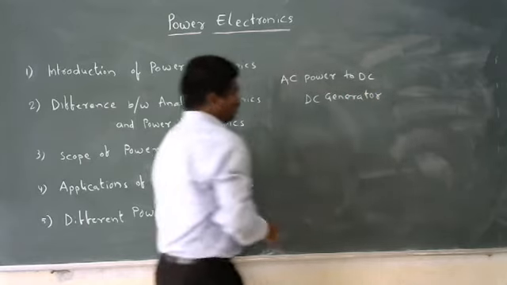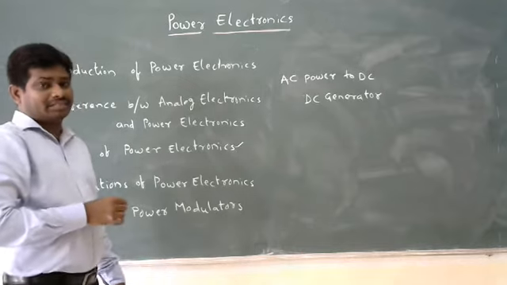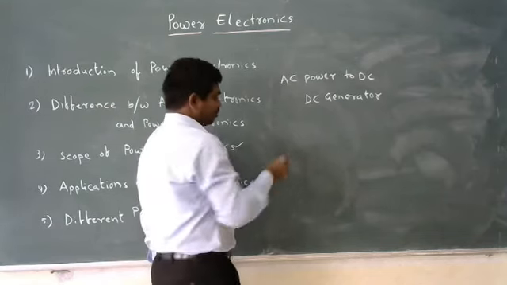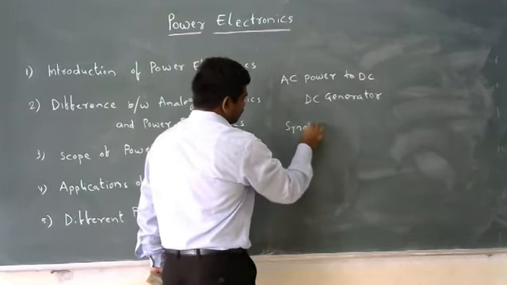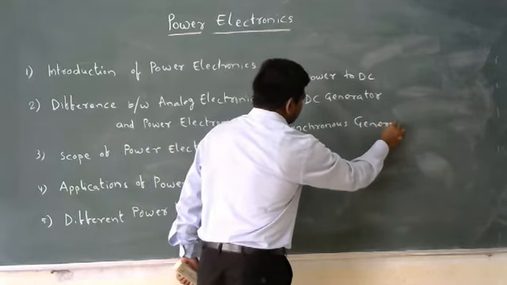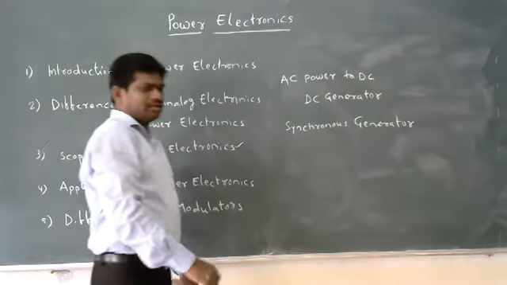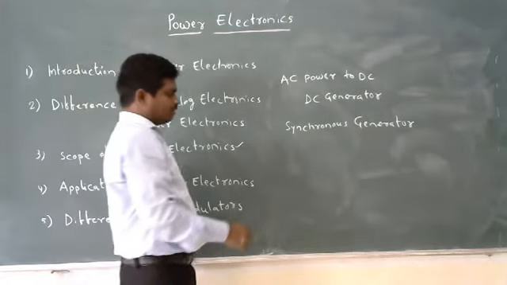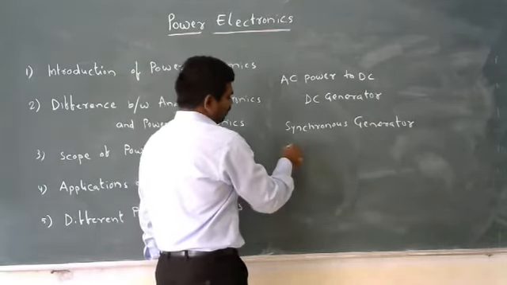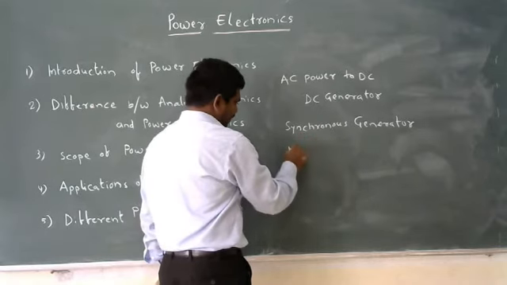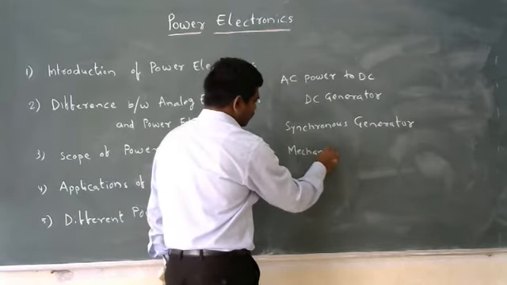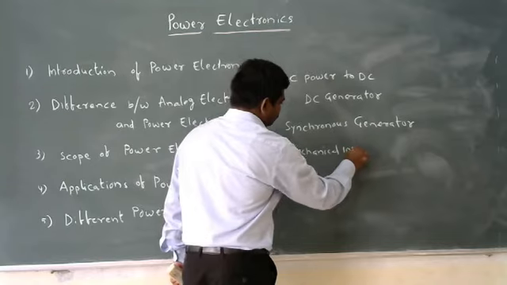This DC generator application is there in generating stations, because basically the AC generator which we use in generating stations is the synchronous generator. This synchronous generator is a doubly fed generator. Doubly fed means it needs two inputs: one is the main input and the other is the auxiliary input. Here, the synchronous generator's main input is mechanical input, which we give through a turbine.